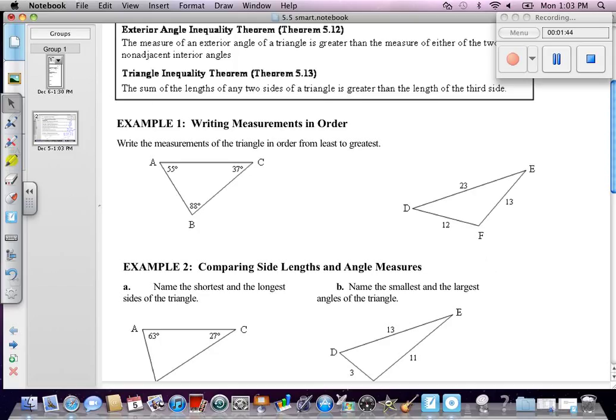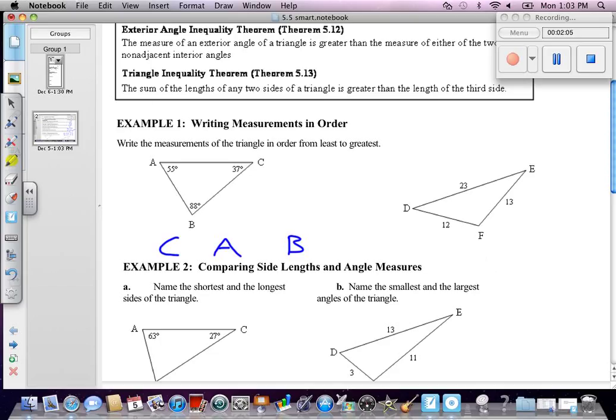All right, we're going to look at example 1. We're going to write the measurements of the triangle in the order of least to greatest. So first of all, it should be pretty easy. What angle is the biggest? 88. So that comes last, B. What's the smallest? 37, C. And so A would be in the middle. That'd be the least to the greatest.